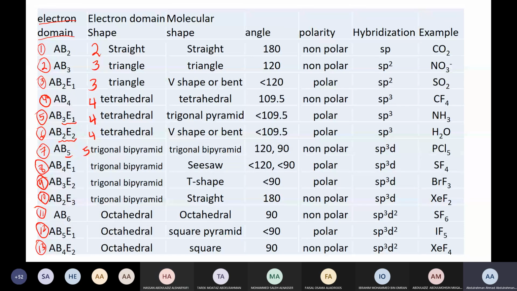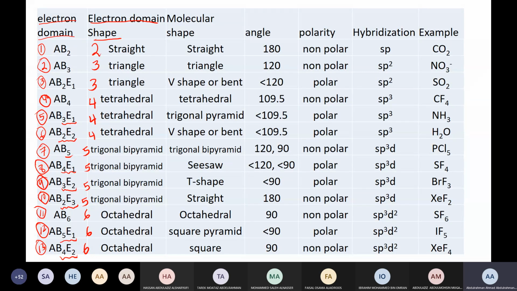How about 5? 5. Trigonal bipyramid. How about this one? What's the total? 5. How about this one? 5. How about this one? 5. What's the shape if we have 5? Trigonal bipyramid. This is the electron domain shape. Now, how about 6? This one is 6. The shape is octahedral. Okay. So the shape that you're seeing here beside this number is the electron domain shape.